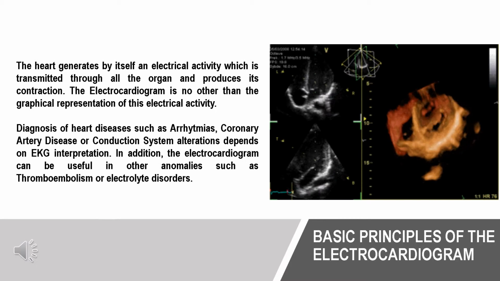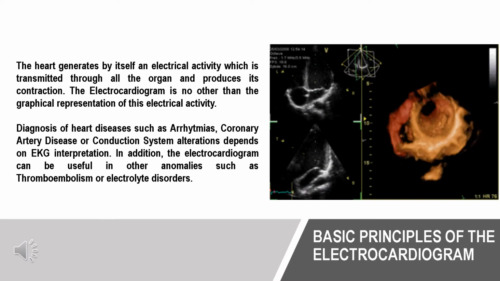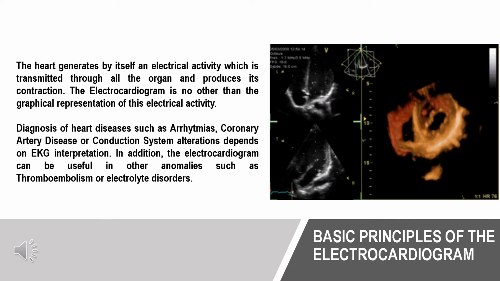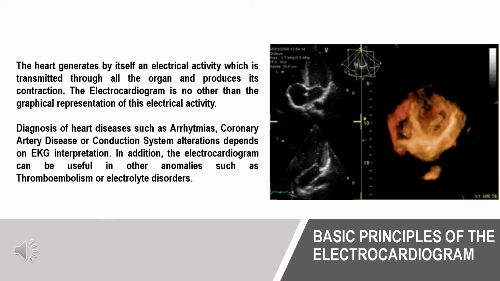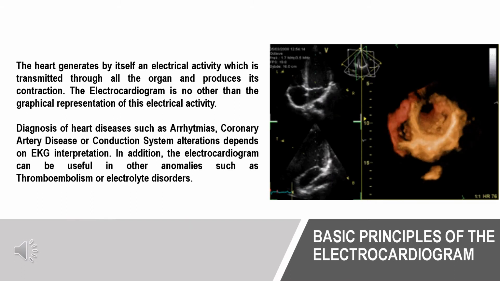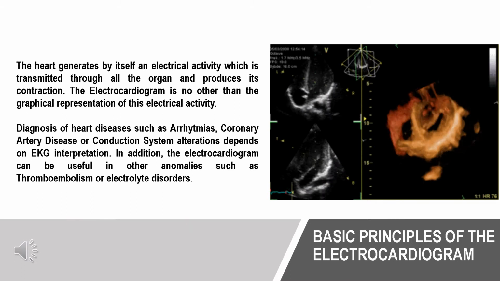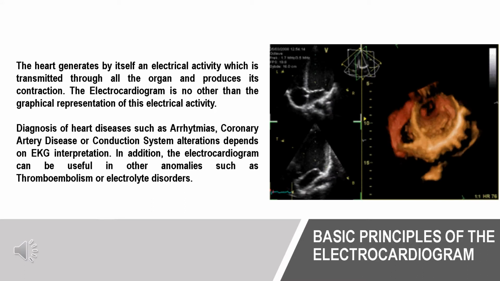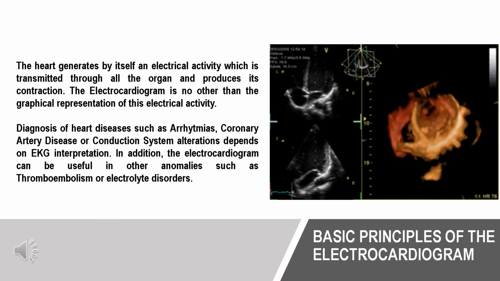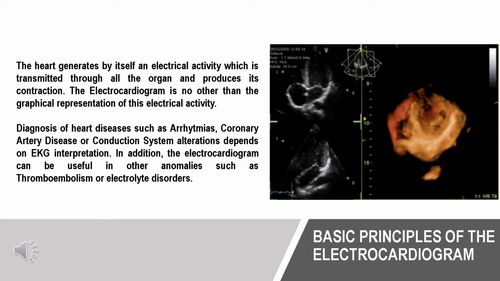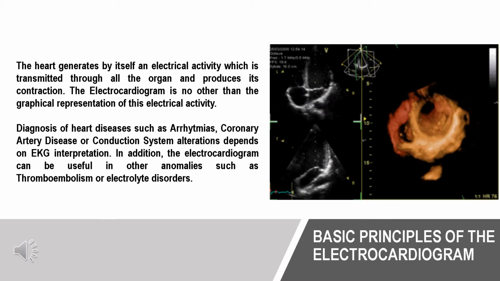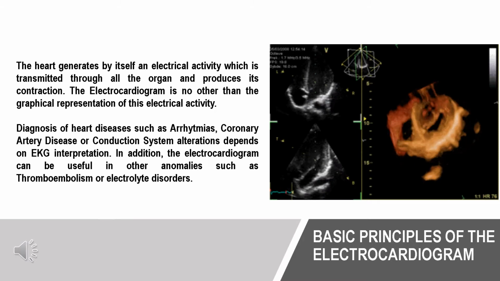The basic principle of electrocardiogram is that the heart generates by itself an electrical activity which is transmitted through the whole organ and produces its contraction. The electrocardiogram is no other than the graphical representation of this electrical activity. Diagnosis of heart disease or conduction system alteration depends on the EKG interpretation. In addition, the electrocardiogram can be useful in other anomalies such as thromboembolism or electrolyte disorder.